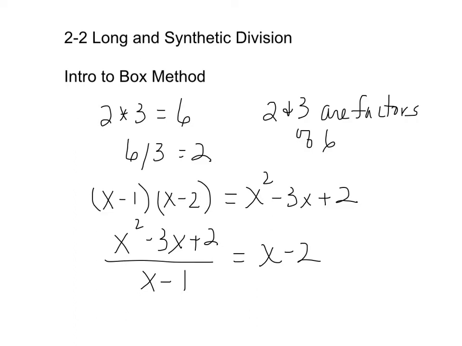And just like sometimes, if I said 7 divided by 2, that does not come out evenly, right? It's equal to 3. 2 goes in there three times with 1 left over. So in the same way, when we divide polynomials, we are also going to have a remainder sometimes. If we do not have a remainder, then it is a factor. If we have a remainder, then it's not.